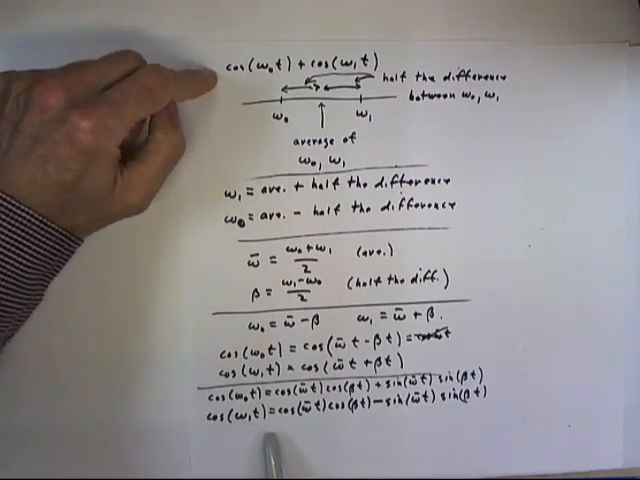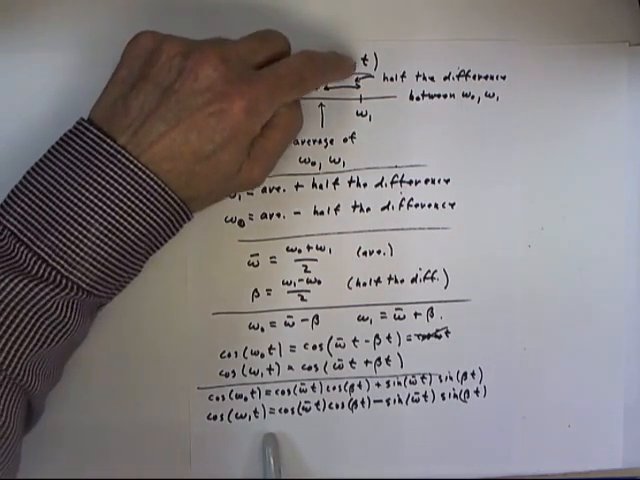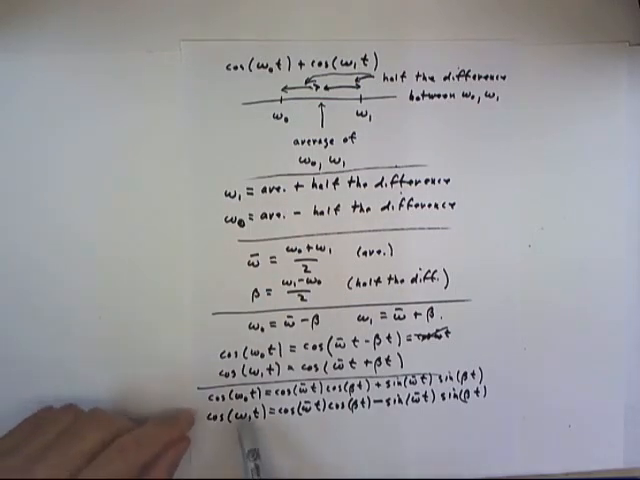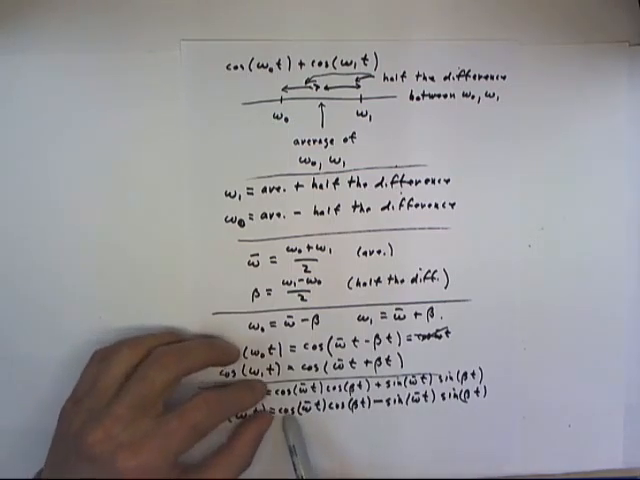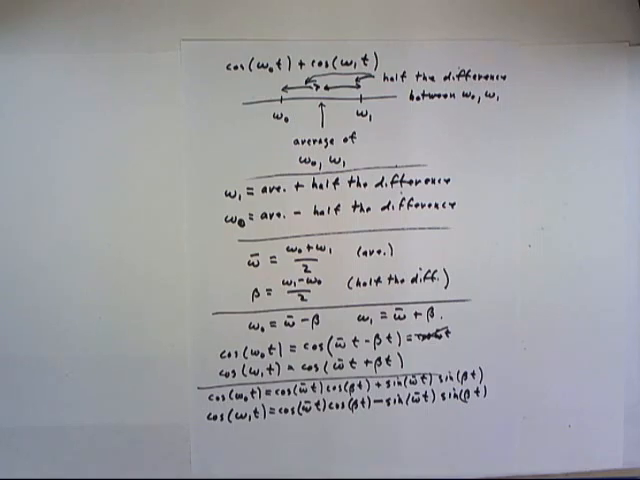Remember that we're looking at the behavior of cosine omega naught t plus cosine of omega 1 t, which means we're going to add this expression to this expression. Now, when we add these two expressions, we see that these expressions here are of the same sign, whereas these two are of opposite sign.